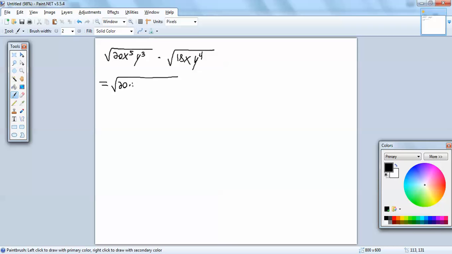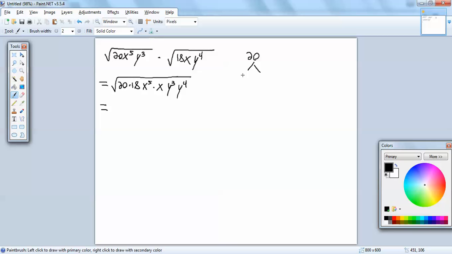Specifically, I'll put the numbers together, 20 times 18, the x's, so x to the fifth times x, and the y's, so y to the third times y to the fourth. Now for the numbers, I'm not going to actually multiply those together. Instead, I want to do the prime factorization of each one.